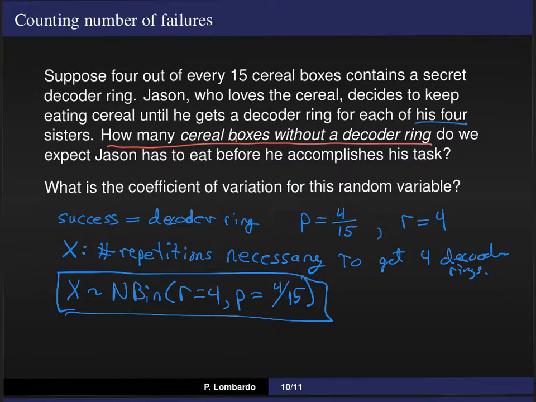Now, here's the tricky bit. When we actually ask about our expectation, what we're asking about is the number of cereal boxes without a decoder ring. So this is kind of like the number of failures we have to endure in order for us to achieve that 4th success. Okay? So technically, we're not working with X. We're working with a different random variable. But it kind of depends on X, right? So let's define Y to be the number of cereal boxes without a decoder ring.